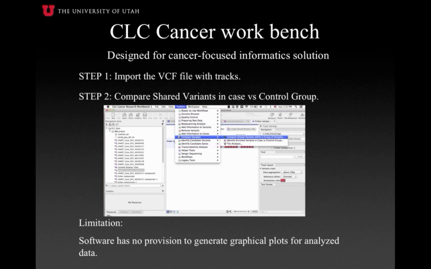Moving on to the next one, that is CLC Cancer Workbench. It has been designed for cancer-focused informatics solutions. For this, the first step which we followed was to import the VCF file with tracks. Second step, compare shared variants in case versus control groups, for which we found certain limitations. The first one, and the foremost important one, was that the software has no provision to generate a graphical plot for analyzed data.